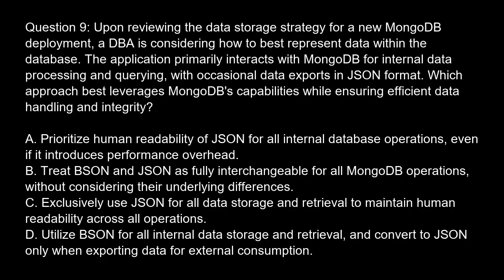Option A. Prioritize human readability of JSON for all internal database operations, even if it introduces performance overhead. Option B. Treat BSON and JSON as fully interchangeable for all MongoDB operations, without considering their underlying differences. Option C. Exclusively use JSON for all data storage and retrieval to maintain human readability across all operations. Option D. Utilize BSON for all internal data storage and retrieval, and convert to JSON only when exporting data for external consumption.